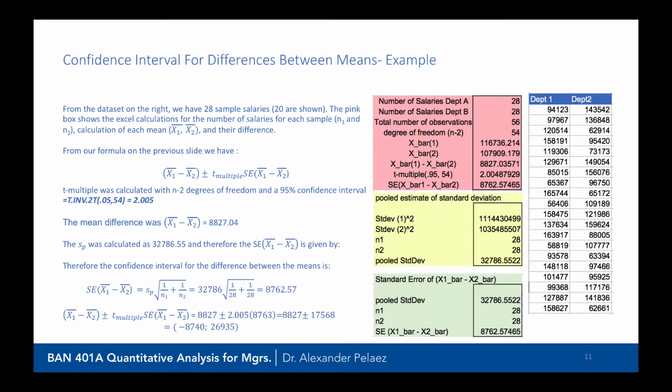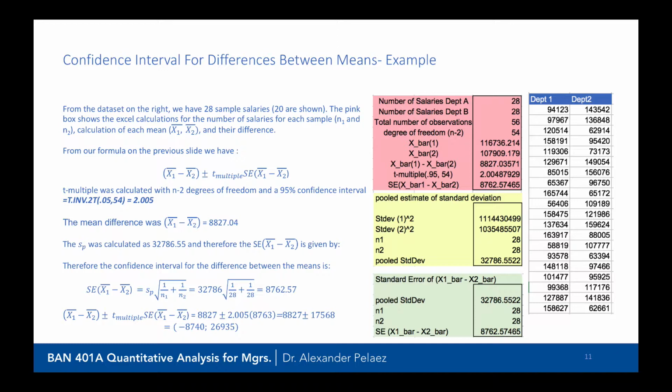Our mean difference was calculated as x1 bar minus x2 bar, which is 8827. Our pooled standard estimate was calculated as 32786. So therefore, the standard error of the difference is given by the following formula, which turns out to be 8762.57.